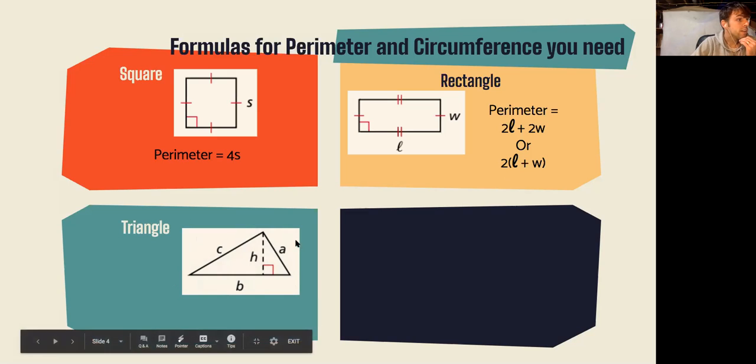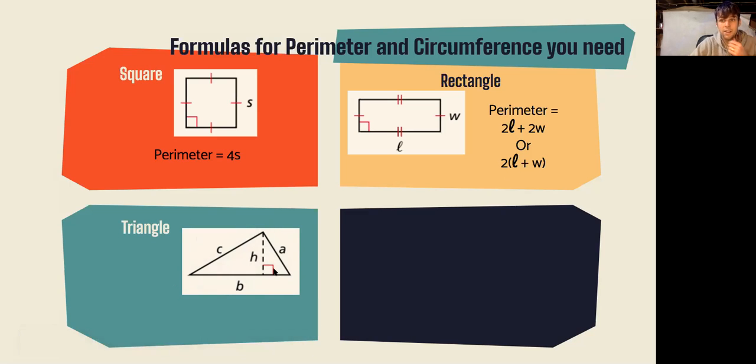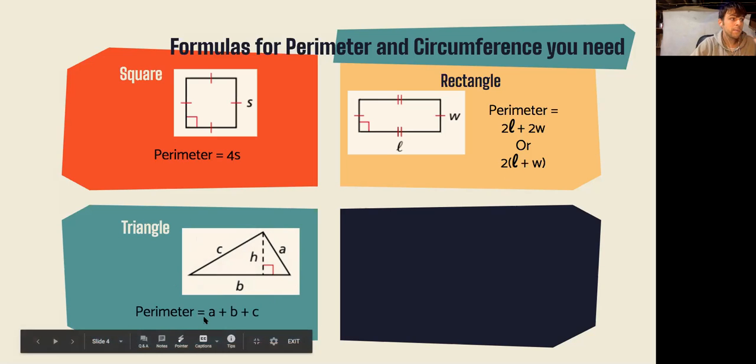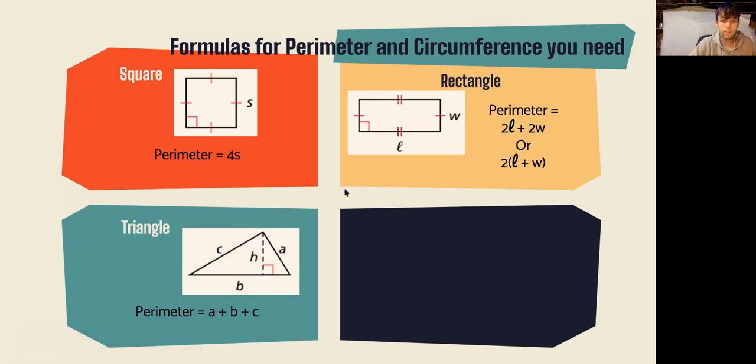Here we just have this triangle with side lengths A, B, and C. For a triangle, we're just going to add all 3 sides together. So the perimeter is going to be A plus B plus C. And we can do that for any shape, right? We could do that for a rectangle, or we could do that for a square as well.